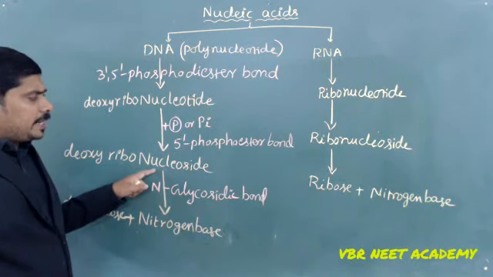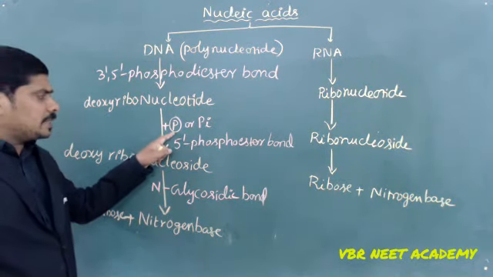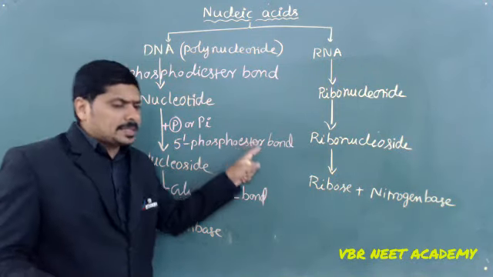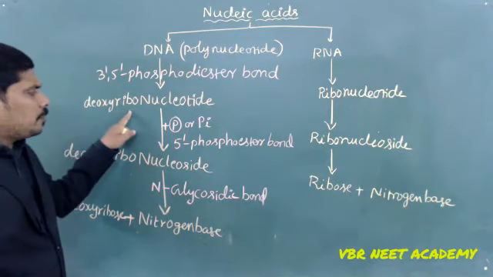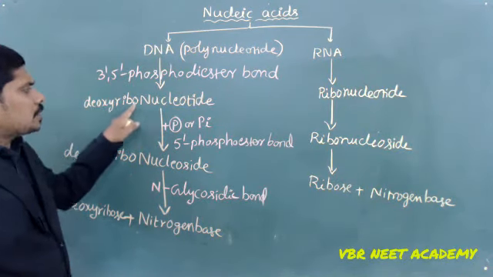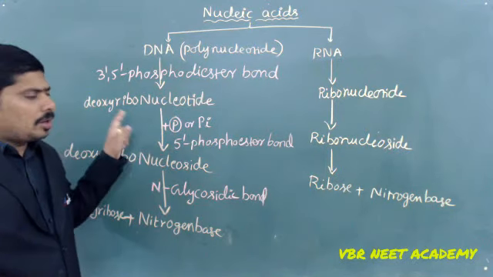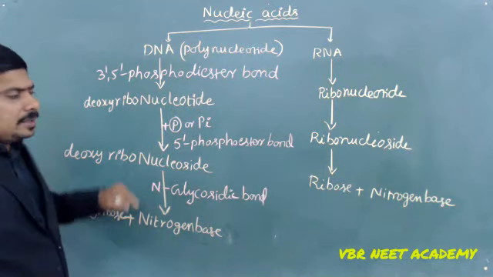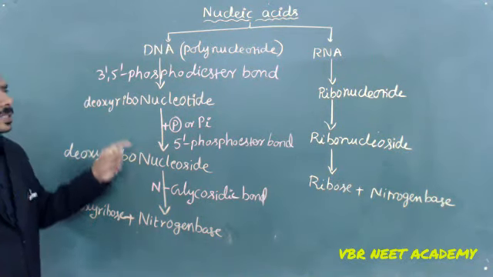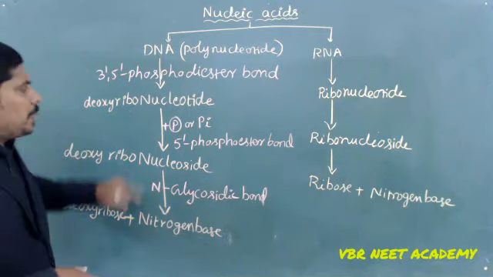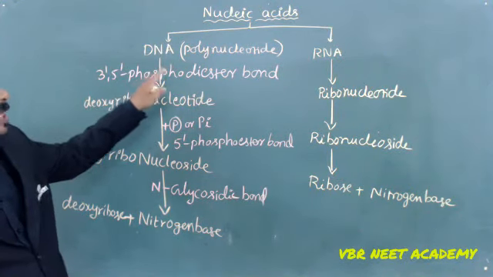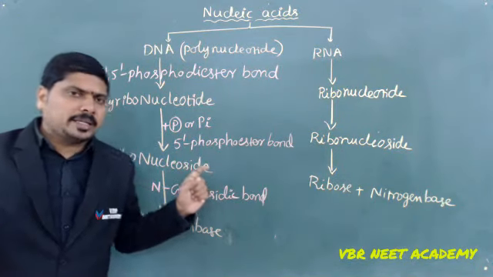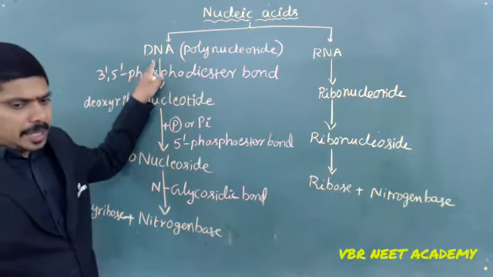This nucleoside is going to be combined with a phosphoric acid at the 5th position by the bond called 5' phosphoester bond. So what is formed here is called deoxyribonucleotide. Then these deoxyribonucleotides are going to be combined with one another by the bond called 3' 5' phosphodiester bond, which is going to form a polynucleotide chain that is representing the DNA.